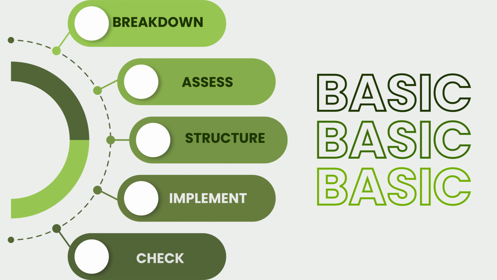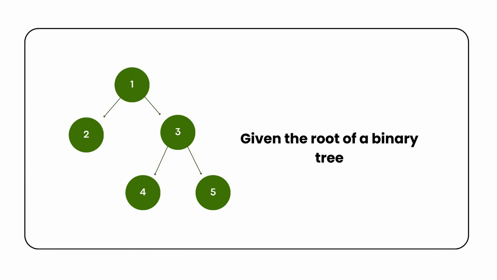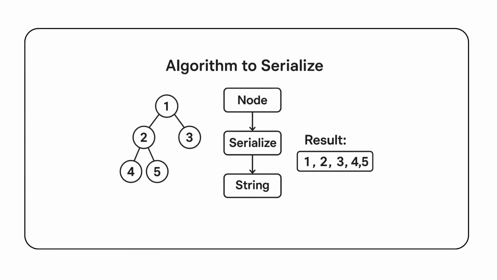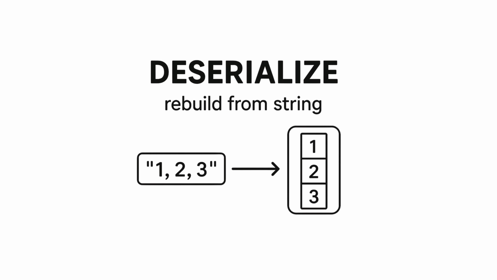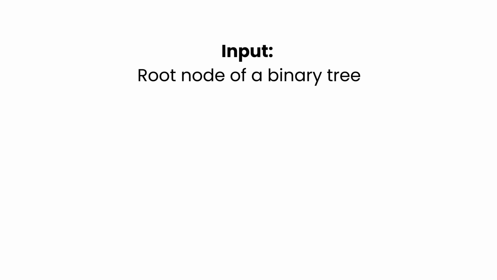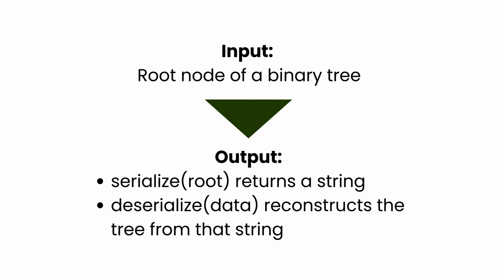Let's tackle serialize and deserialize binary tree using the basic method, a systematic approach that ensures your code is both correct and robust. Let's break this down. Given the root of a binary tree, design an algorithm to serialize, convert into a string, and deserialize, rebuild from the string, the tree so that it can be perfectly reconstructed later. Input: root node of a binary tree. Output: serialize root returns a string. Deserialize data reconstructs the tree from that string.